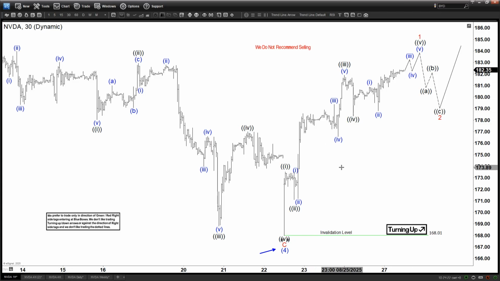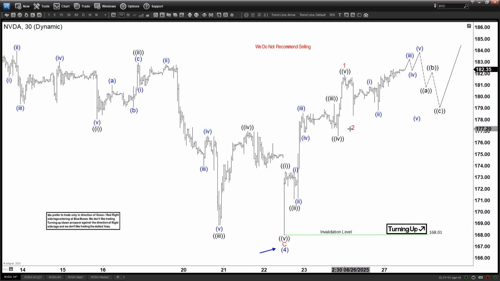Another option here, guys, from the very short term perspective, is that we could have ended 1 and 2 here in a very shallow 1 2. So you can adjust the count. Let's adjust it like this. Move 3 here, move 4 here, and move 5 here. So in this more aggressive count here, what happens is we're just going to continue to go higher. So we will not get any significant pullback. We have started with 3 of 5, and then we'll continue to go higher into the earnings report.